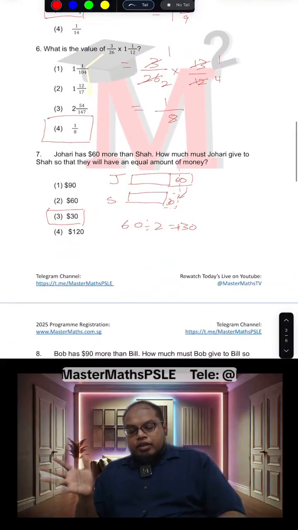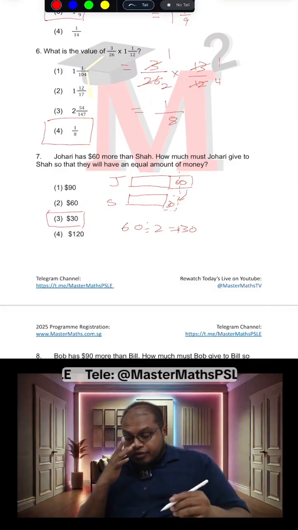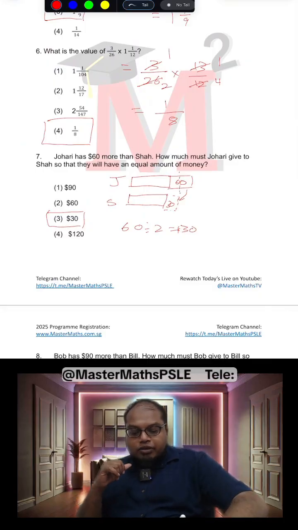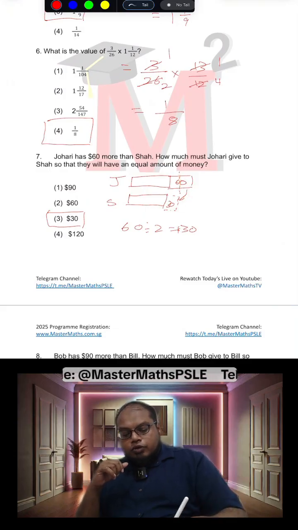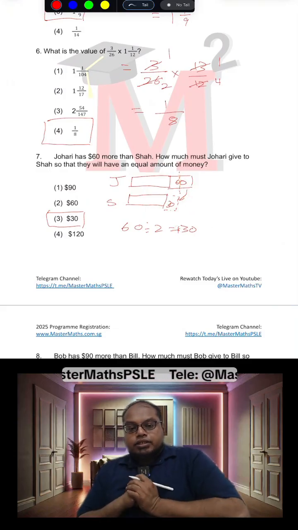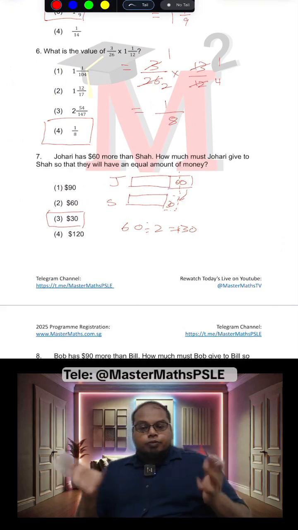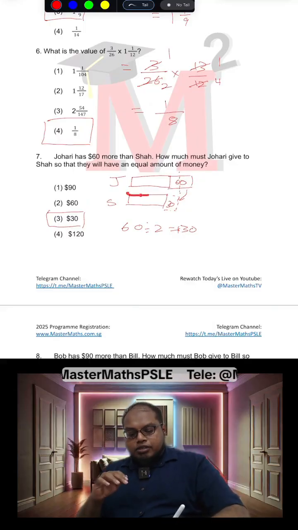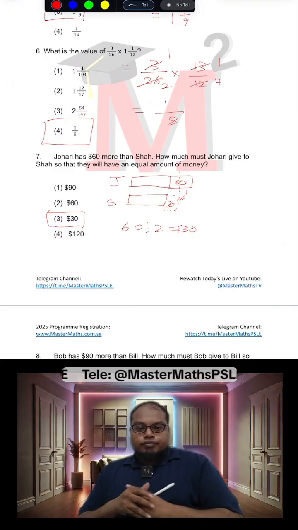Alright, now we go to the questions about internal transfer. So yeah, this one was the one that I was saying just now. I cut the 60 into 2. One of the portions I give to Shah. So I give $30. If they ask for the amount in the end, we cannot find that, because we don't have a way to find out this portion.